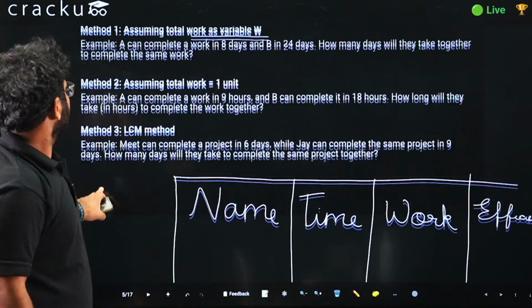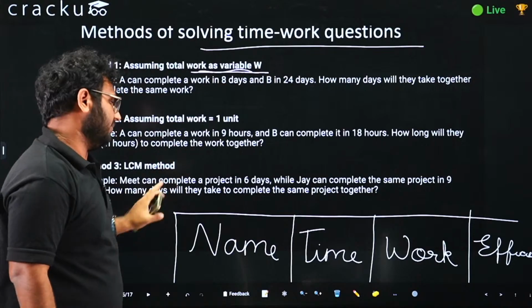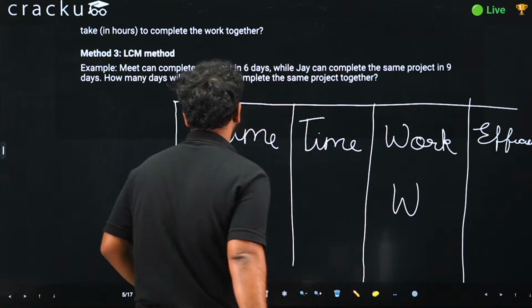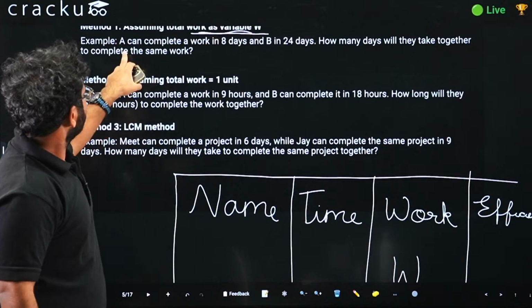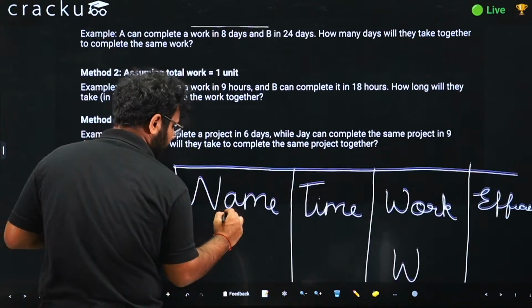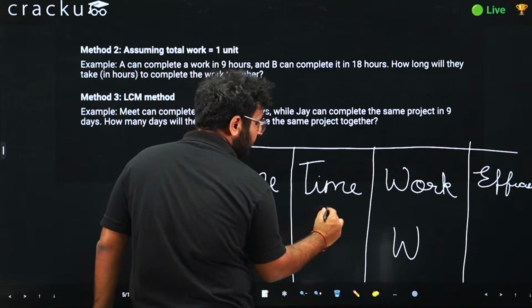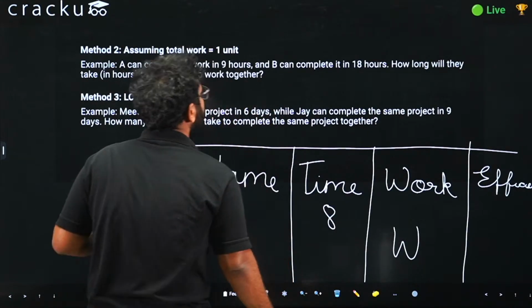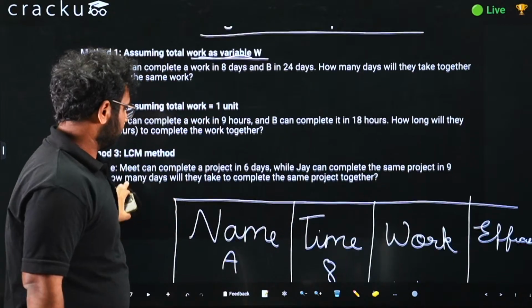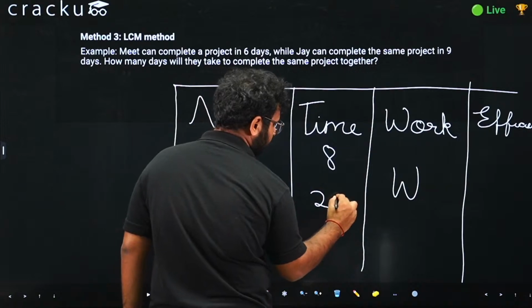Any type of question comes, I always make this table. The first method says to assume the work to be variable W. So I have assumed the work to be W. Now name: A can complete the work in 8 days, so I write A here with 8 days. And B can complete the same work in 24 days.